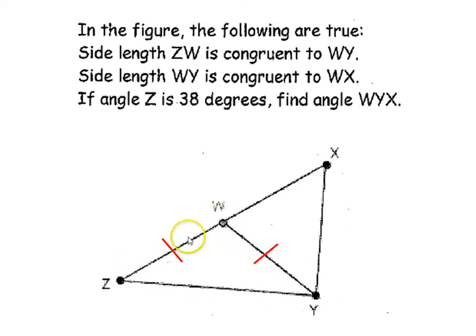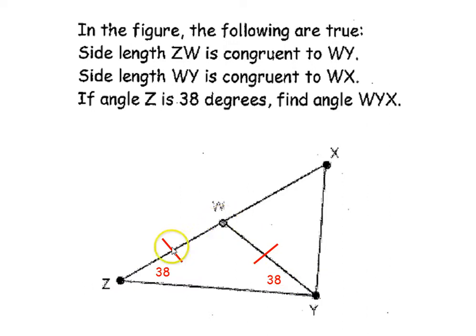We are also told in this picture, I'm going to skip this sentence right here, that if angle Z is 38 degrees, find WYX. I'm going to pay attention to this: if angle Z is 38 degrees, and this is an isosceles triangle, and as a result of these two side lengths being the same, these two angles must be the same. This must be 38 also, because this is an isosceles triangle.